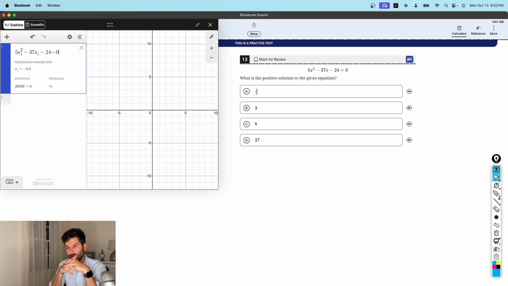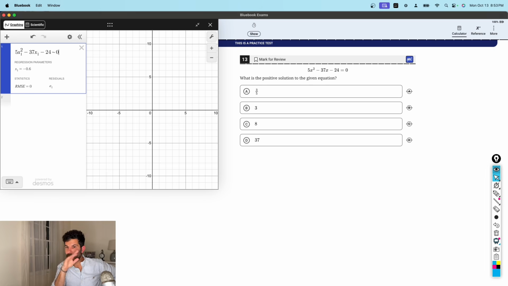When you have regression and there's two solutions, it's going to give you the closest solution to 0. It's not going to give you both solutions, okay? Because in this case, we have two solutions. It's going to give you the closest solution to 0, positive or negative. So in this case, one of my solutions is negative 0.6, which means that my positive solution is further away from 0.